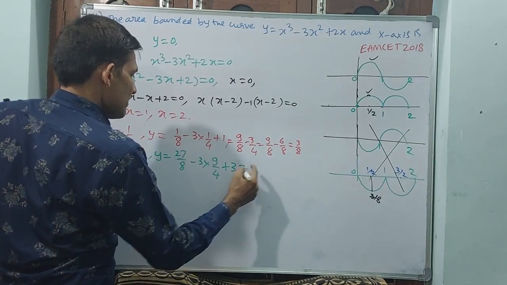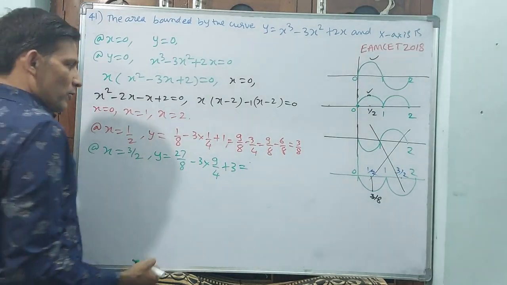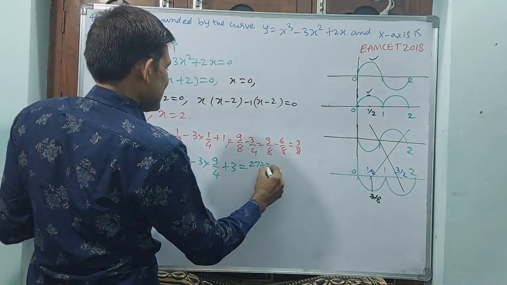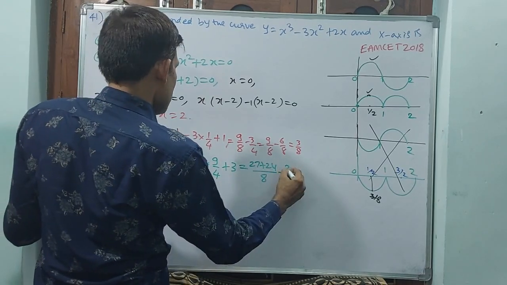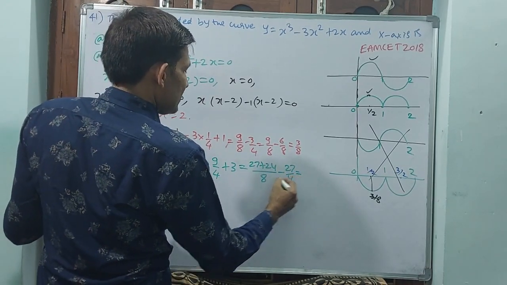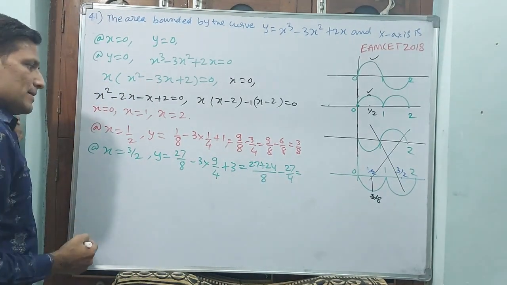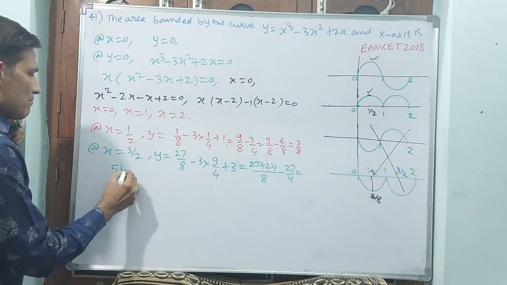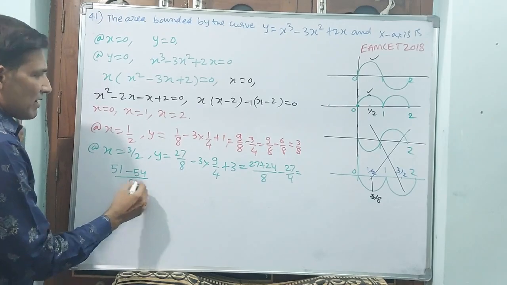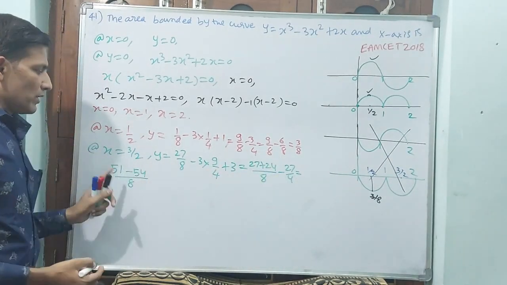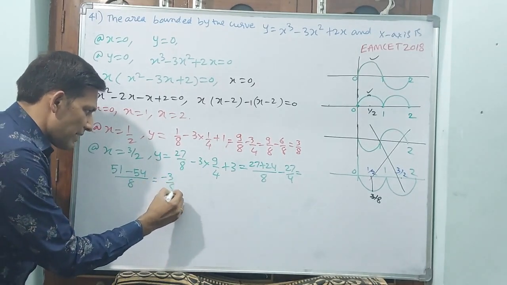Okay, you see 27 by 8, 27 plus 24 by 8 minus 27 by 4, or else we can write this as 51 minus 54 by 8. Why? Because 2 times I have done here, 54, and this is 51. 51 minus 54 means minus 3 by 8.